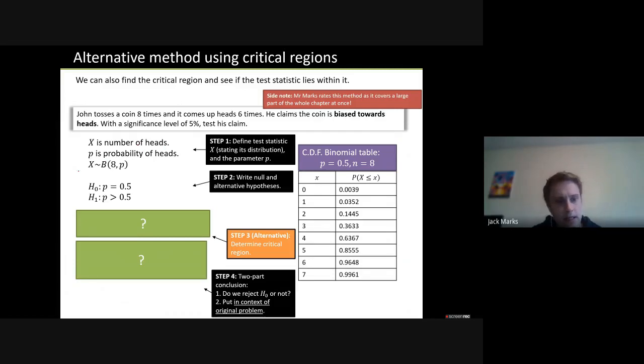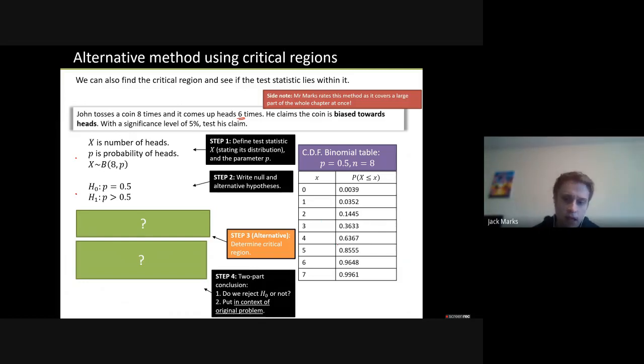Well, we define the parameters the same as before. The hypotheses are the same as before. But this is what we're going to do a little bit differently. Instead of starting with this 6 here and having a think, is it exceptional or not, I'm going to think about what values would make me say that the coin is biased. What values would give me a lump of probabilities less than 5%?